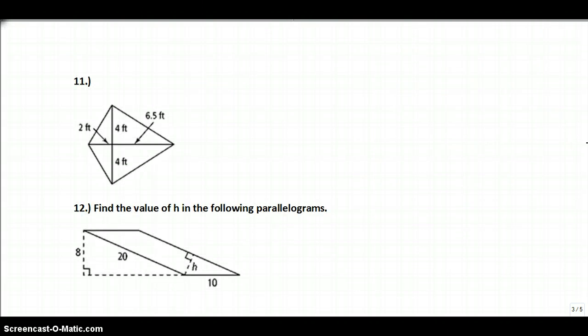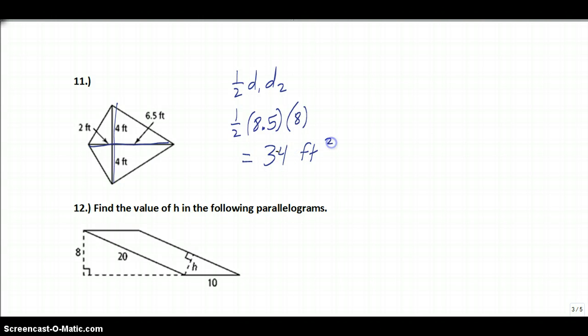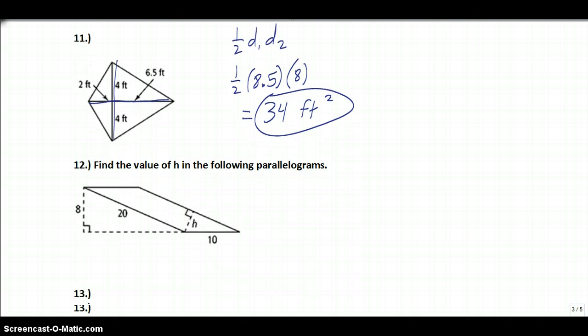Oh, 11's another kite, piece of cake, right? 1/2 diagonal 1 times diagonal 2. Well, how long is this diagonal? Well, it's 8.5. Decimals. Oh, that's okay. That's what calculators are for. This one is 8. So you just take 1/2 times 8.5 times 8, and you get a whopping 34 square feet. Alright. I'll do these next two, and we'll wrap this video up.